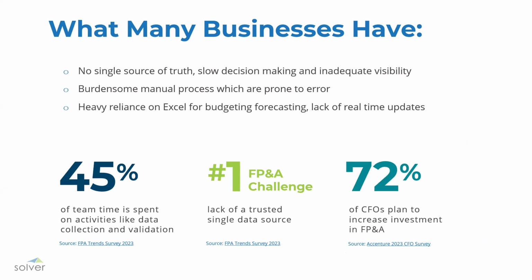What many businesses have in terms of challenges today is there's no single source of truth in terms of data that really slows down decision making. There's no visibility. The burdensome manual process is error prone. And then heavy reliance on Excel for budgeting and forecasting lacks real-time updates, right? So 45% of the team spent their time on activities like data collection and validation. And 72% of CFOs are really looking to invest money in FP&A and how to streamline the budgeting process.